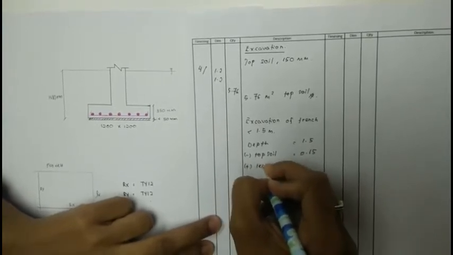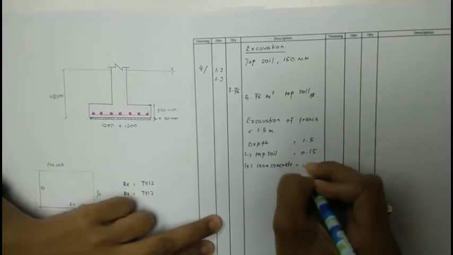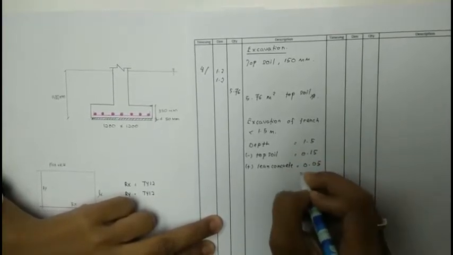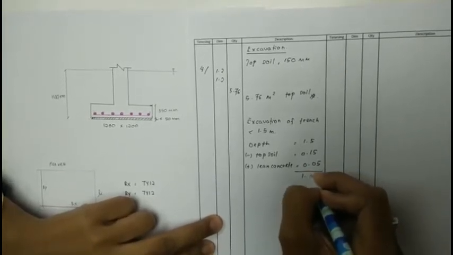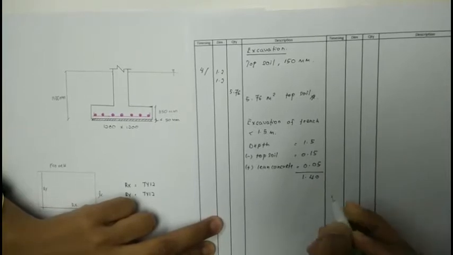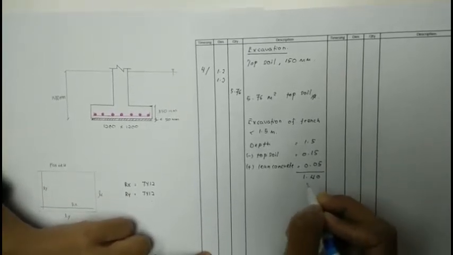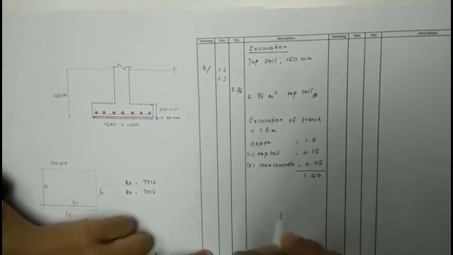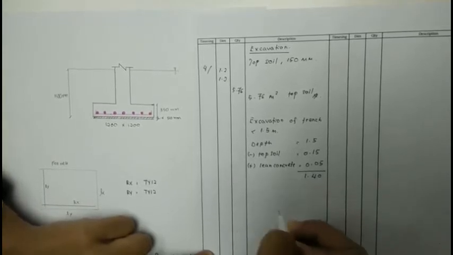here lean concrete. The depth is 0.05. So when we total this up, we get 1.4 meter. Since the value is less than 1.5 meter, we don't need to calculate for the excavation more than 1.5 meter. So now we continue here.